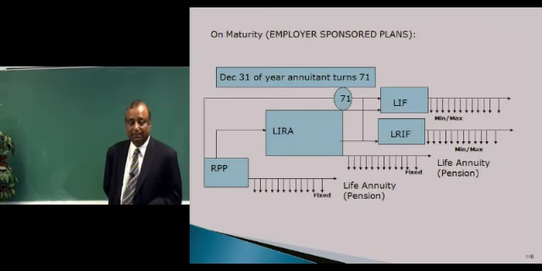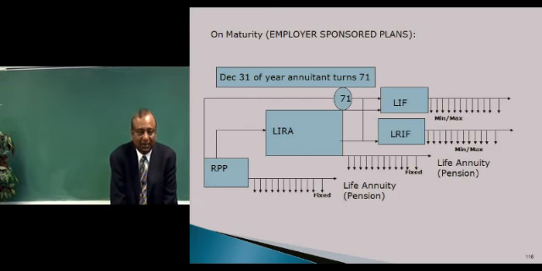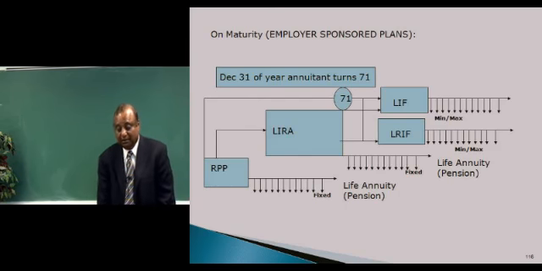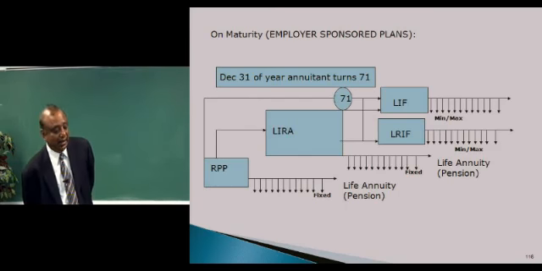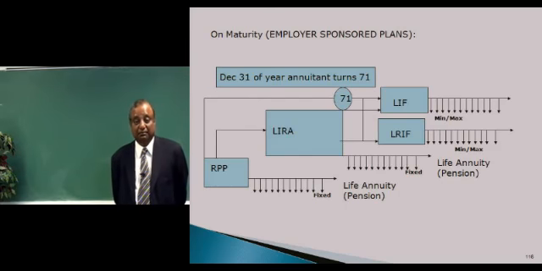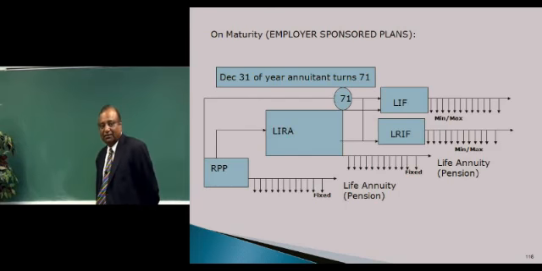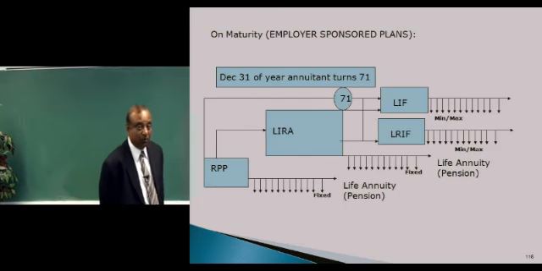So when a person retires, he's got an option of taking a pension from the company. He can buy a pension annuity. Or he can transfer it to a life income fund or a locked-in retirement income fund. These funds are the same as a RIF, which we discussed, with the minimum based on the percentages of 1 upon 90 minus age. But unlike a RIF, a LIF and a LRIF have a maximum also. You cannot pull out more than the maximum.